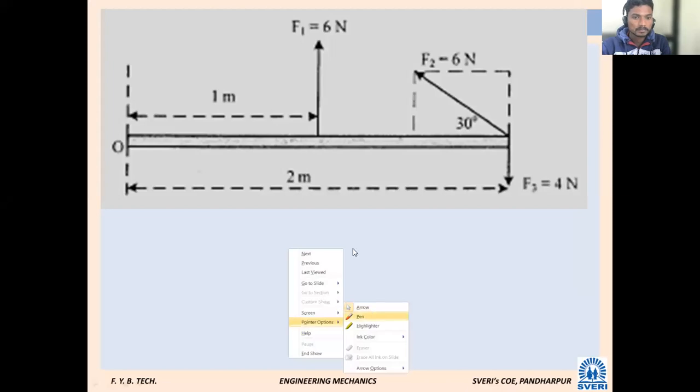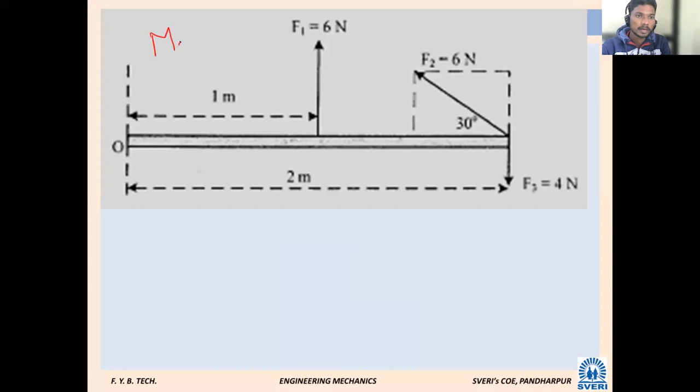We were supposed to find the moment at point O. What is your answer? Anyone? Let it be. We will solve, but before that, let me know what your answer is.